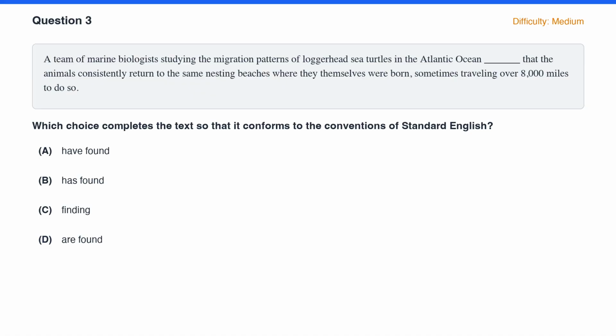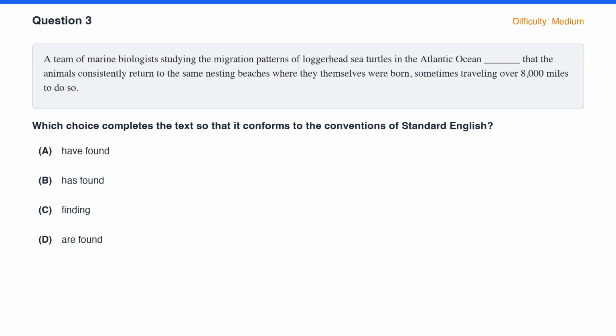Sea turtle migration. Read the subject carefully. A team of marine biologists studying the migration patterns of loggerhead sea turtles in the Atlantic Ocean. That's a lot of words between the subject and the blank. This is Rule 2 in action. Find the true subject. Cross out the noise. A team of marine biologists studying in the Atlantic Ocean. The subject is team. A says have found.